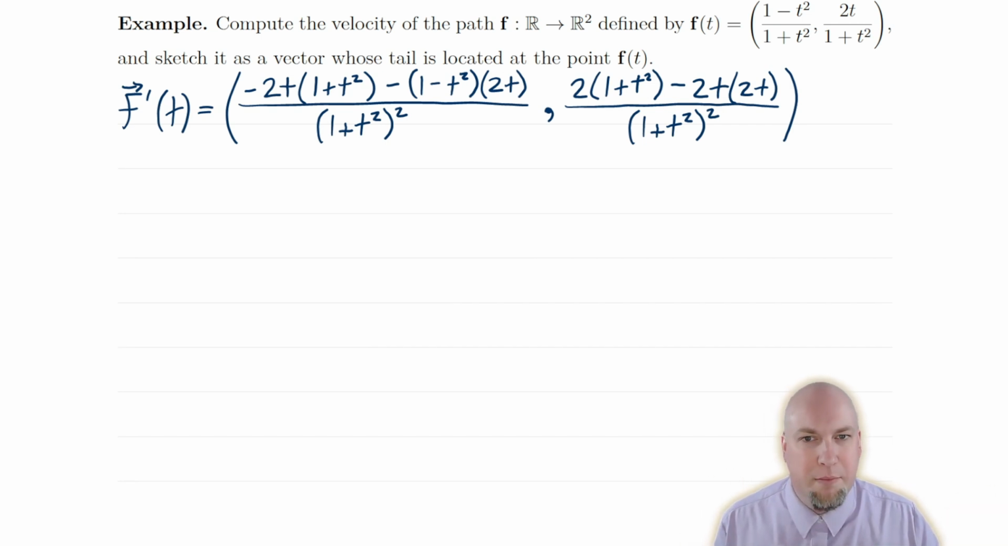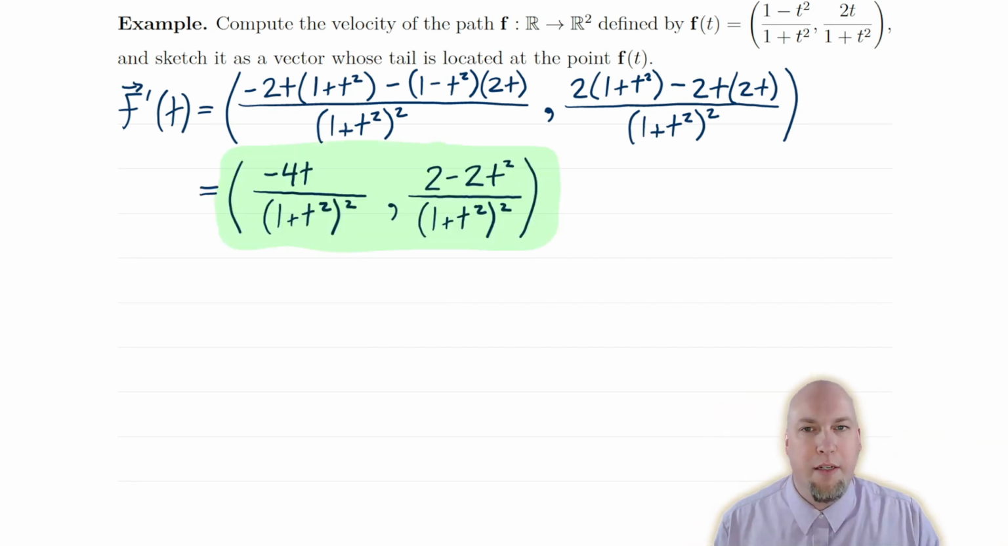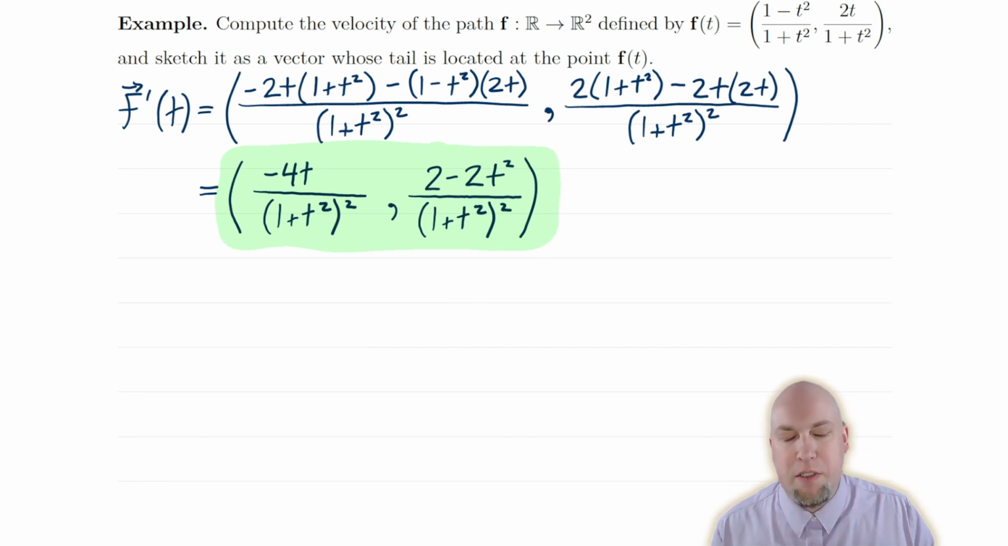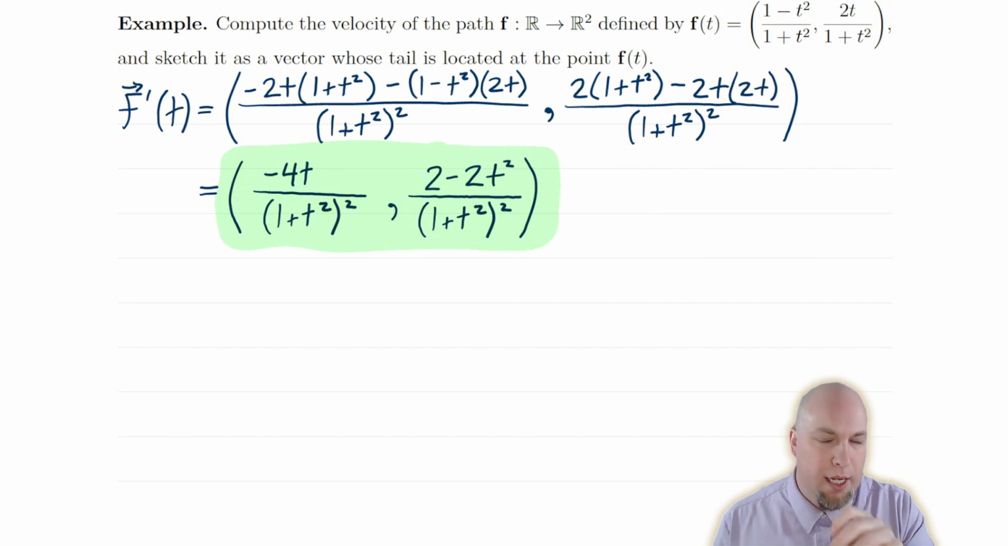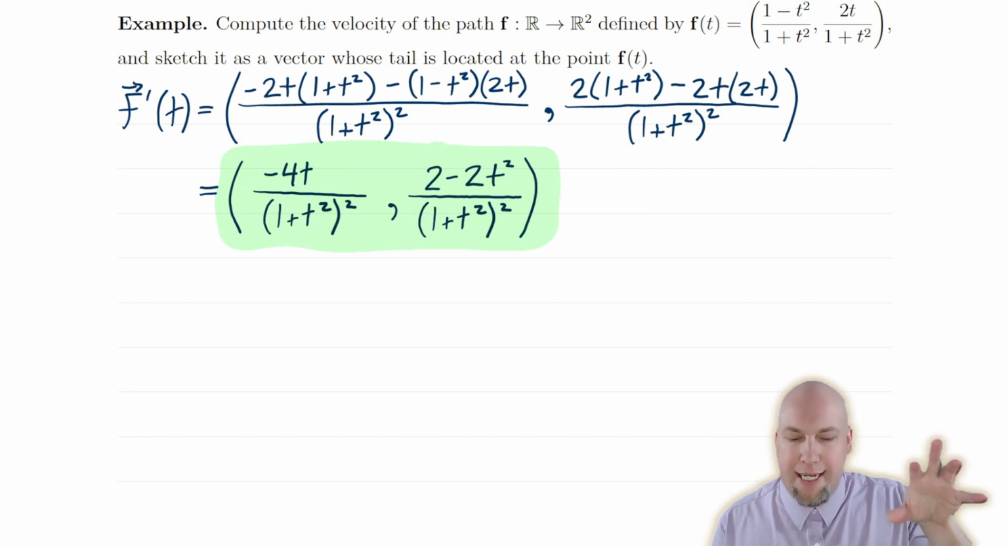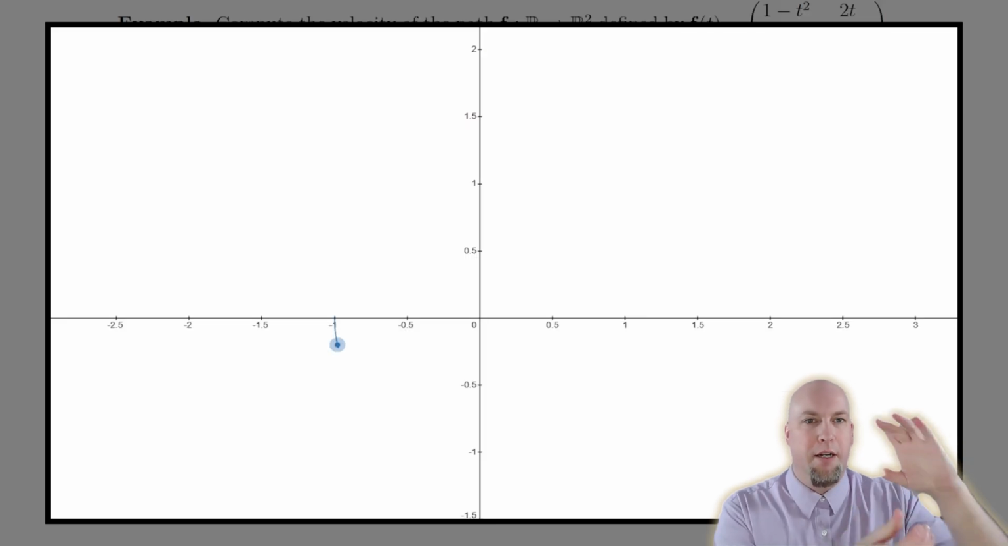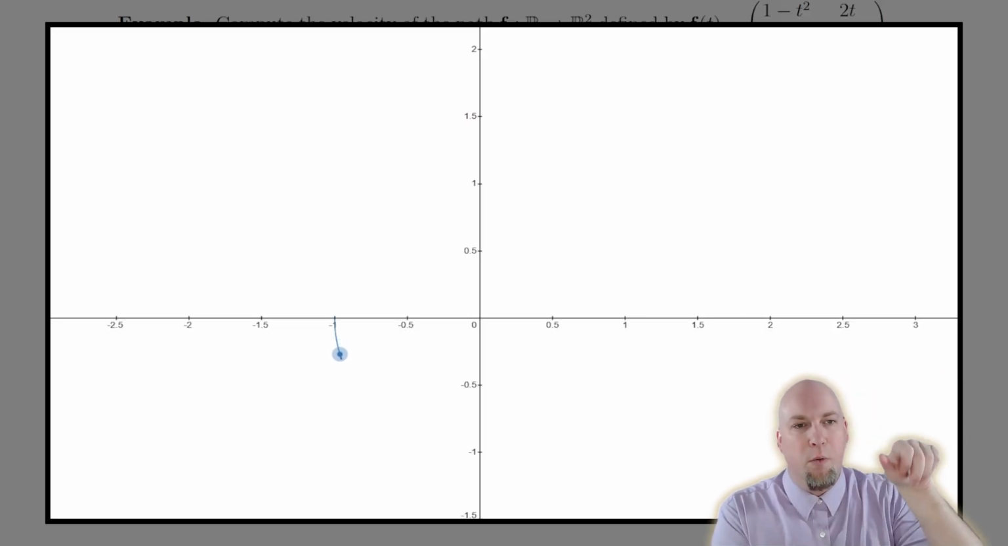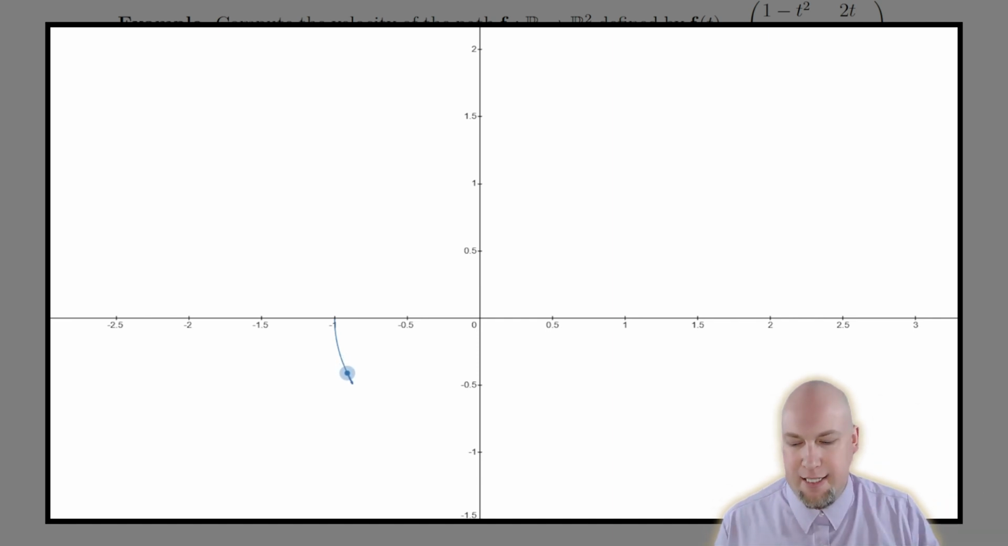Let's clean that up a little bit. Let's simplify those numerators, expand them out, and collect like terms. I'm not going to expand out the denominators though. I like factored things, so I'm going to leave it like that. So that's about as cleaned up as I can make the velocity vector, which at first doesn't look terribly enlightening. But if I plot this in the same way as in the previous example, I'm going to put this velocity vector with its tail right at where the particle is, and then plot this vector.